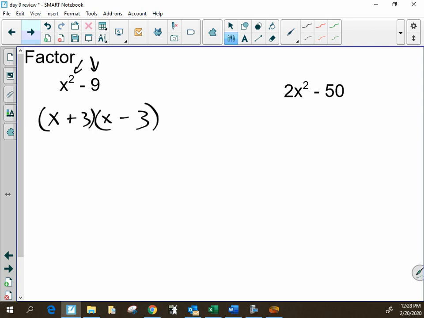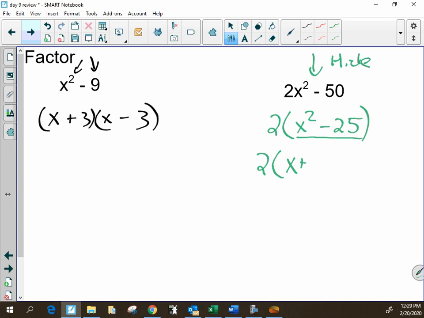Now, one of the ways they get you is they hide the difference of squares. And so always be on the lookout for a greatest common factor. And then what's left over on the inside is a difference of squares. So that's x plus 5 times x minus 5. Just want to make sure we had seen that before the test.